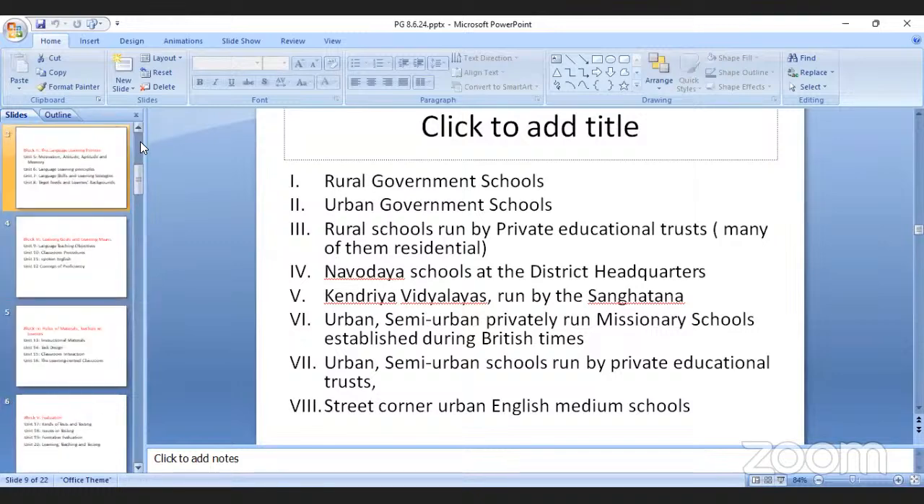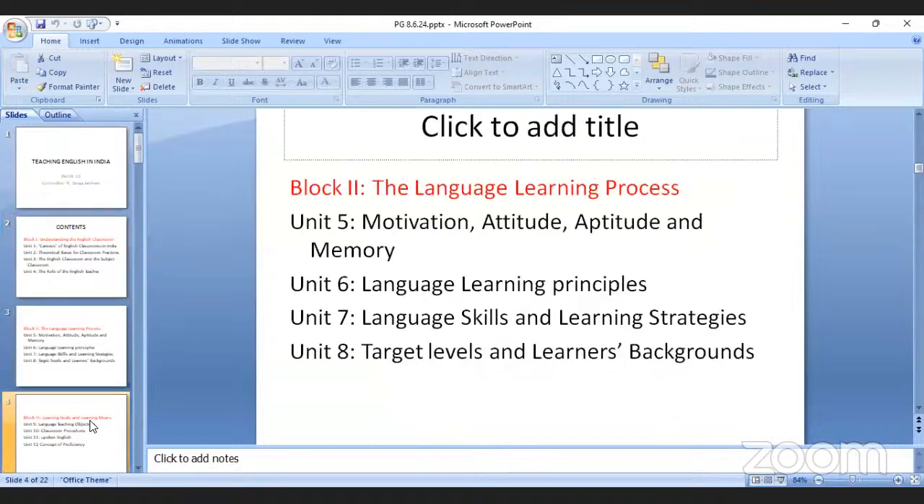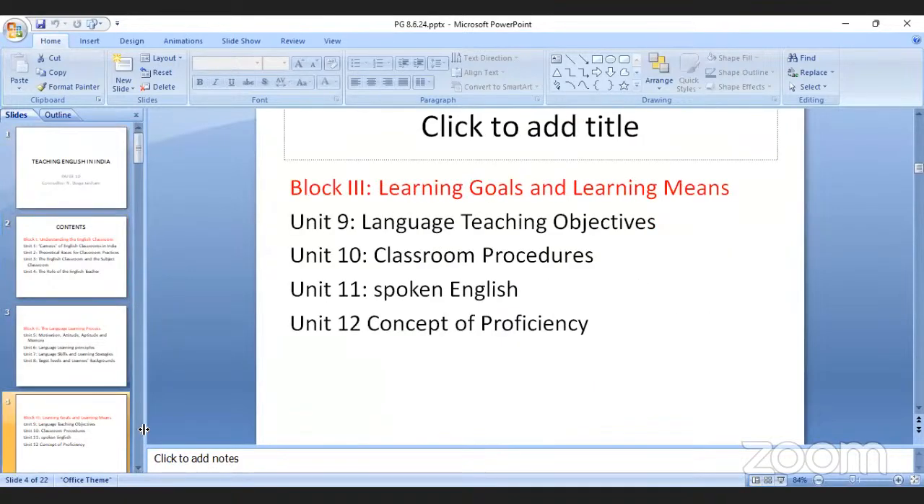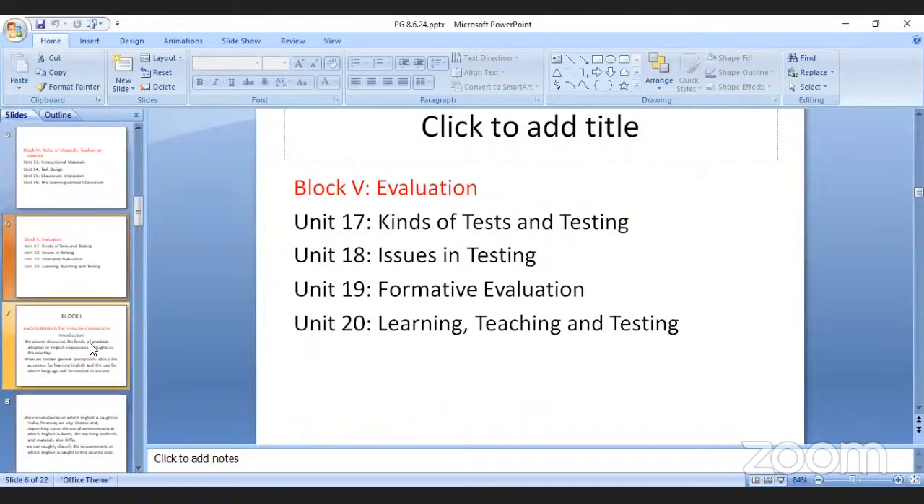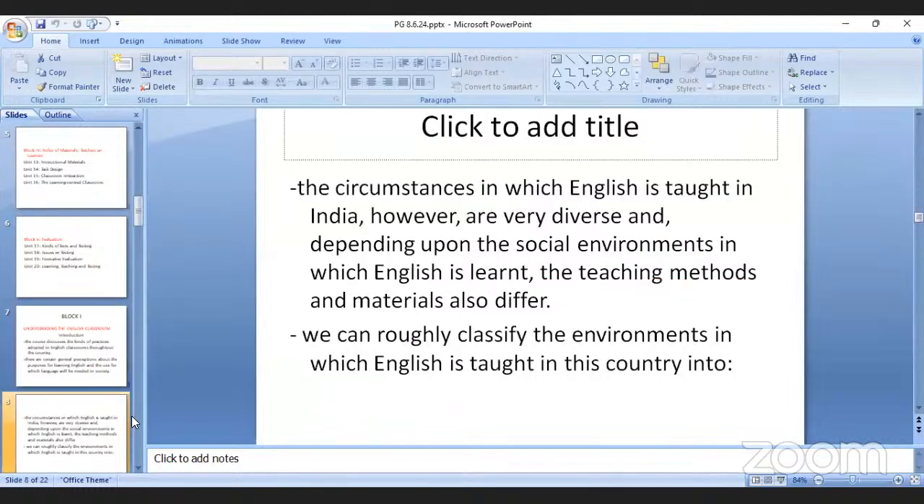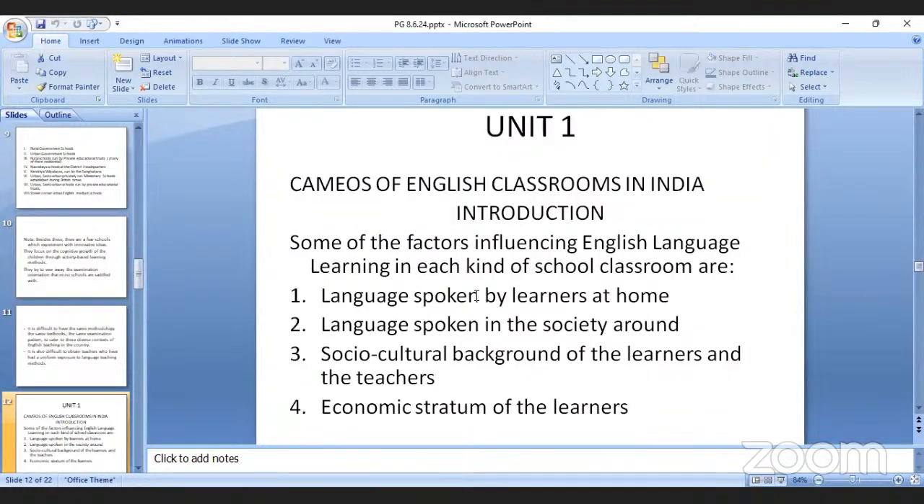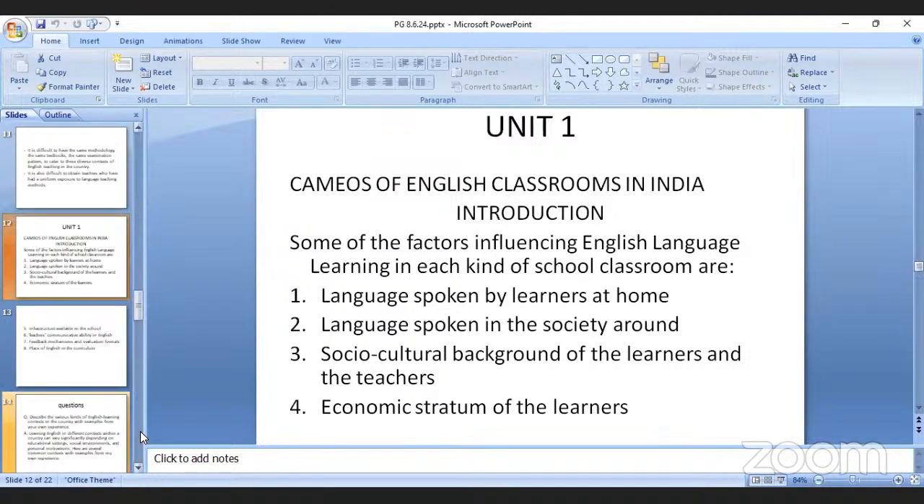Right, so in this one, we have the contents I have given you, the slides till the 6th slide have the contents of the textbook. And then on the 7th slide, you have block one, understanding the English classroom, and then unit 1. So I'm discussing this one: cameos of the classroom in India, introduction. You have 8 cameos. We have already discussed them in our offline classes.